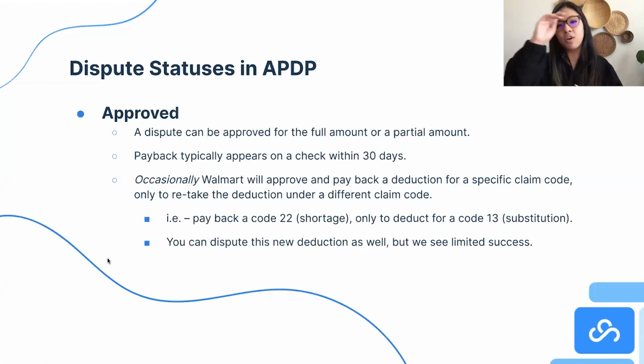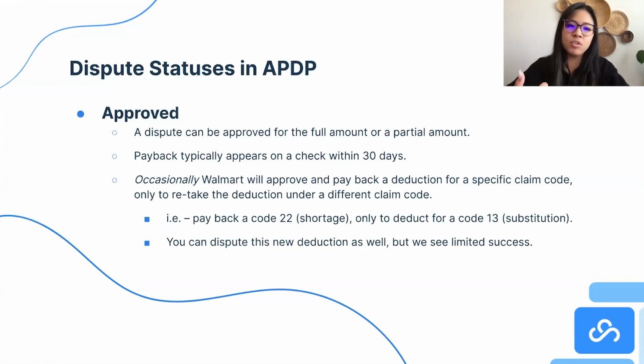Essentially, there are a couple of different dispute statuses in APDP. In the screenshot that I shared earlier, you should see all the different statuses that are available, and I'll talk through all of the different buckets. So approved, of course, is the A+ result. That's what we want to see. And essentially what that means is that Genpact reviewed your dispute, they agree you are right, we took it incorrectly, and we should pay you back for this.